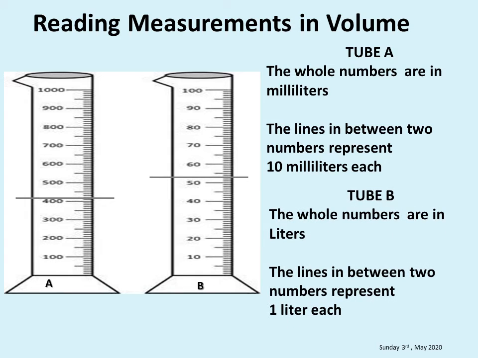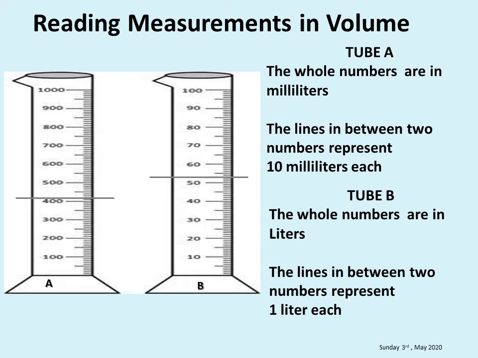For tube B, it is reading in liters. And don't forget that the whole numbers are in liters, and then the lines in between represent 1 liter each. So in case the measurement falls in between two numbers, it means you'll be counting additional 1 liter.